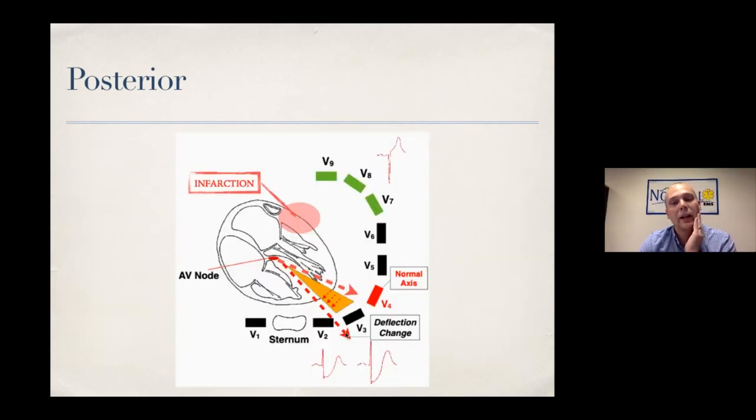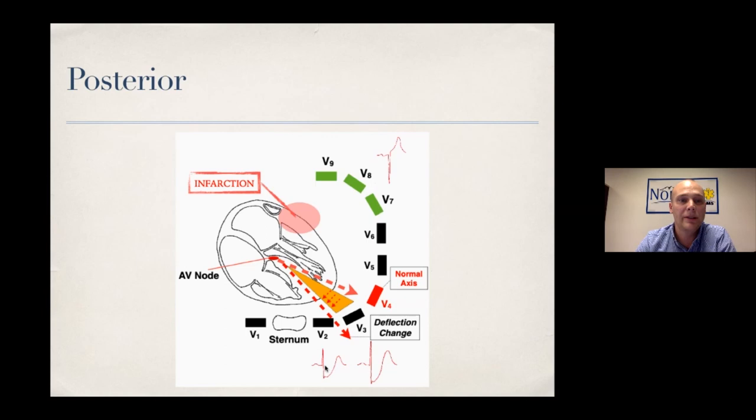This is kind of a little bit of the way the leads sit in relation to where the infarct is. So this is the front of the heart, back of the heart. If you're having an infarction in the back of the heart here, if you put the leads on the back, you're going to get the ST elevation. But what you're going to see in the front is the inverse, which is the ST depression. And we'll go over reciprocal changes here in a bit.